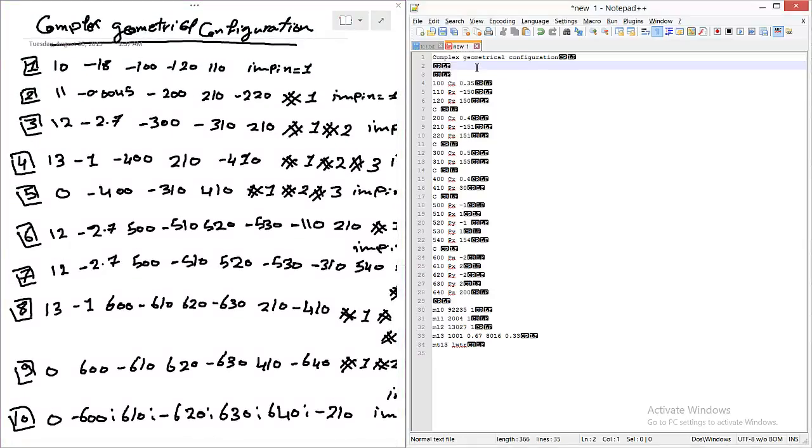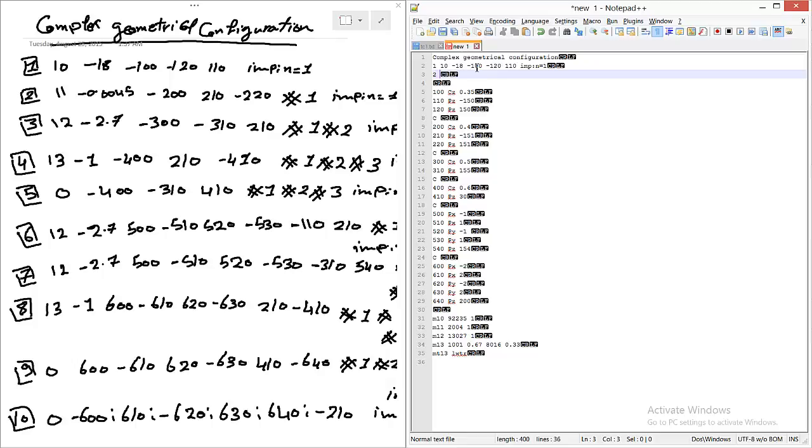The geometrical configuration. First cell was of material 10, density negative 8.0 gram per centimeter cube, negative 100, negative 120, 110. Importance of neutrons equals 1. Cell 2, material 11, density negative 0.0045, negative 200, 210, negative 220, excluding cell number 1. Importance of neutron equals 1.